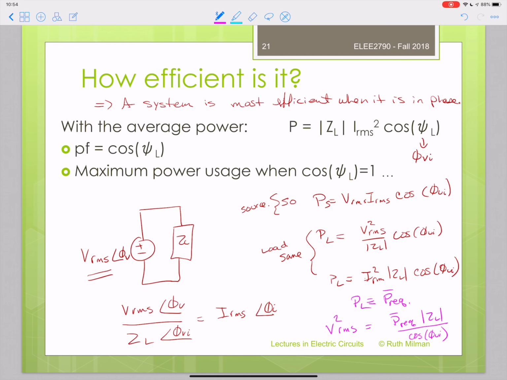And so the smaller that cosine is, in other words, the more out of phase those two are, the bigger of a voltage we're going to need to supply to our load in order to satisfy our power requirement. And so this is really what it's all about. It's about satisfying the power requirement.